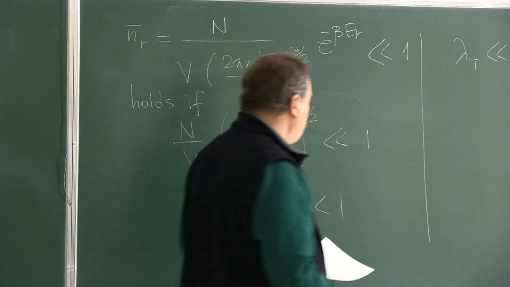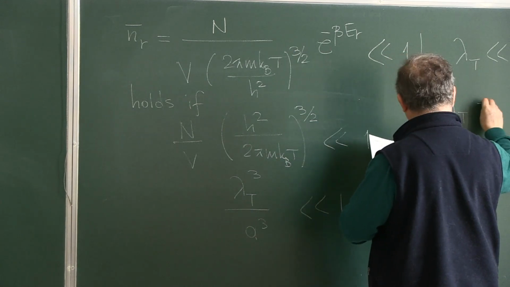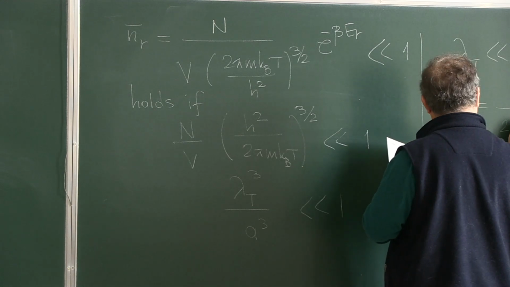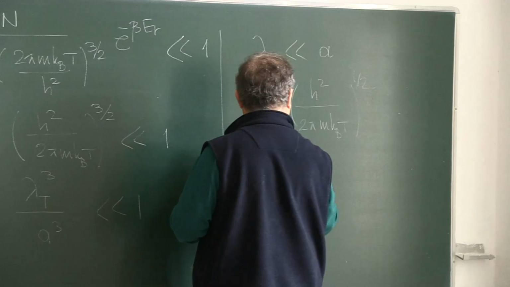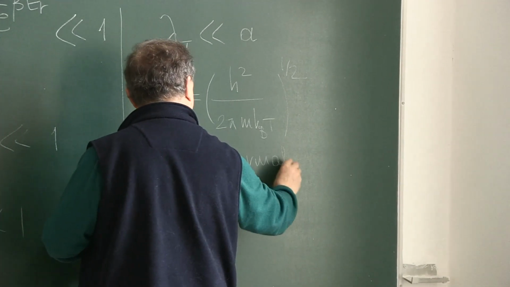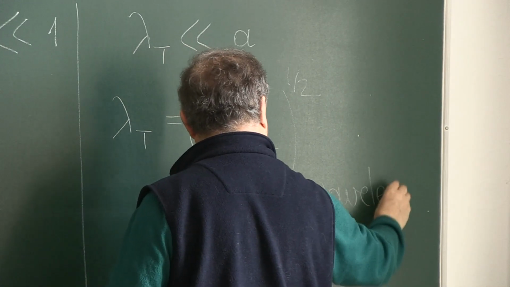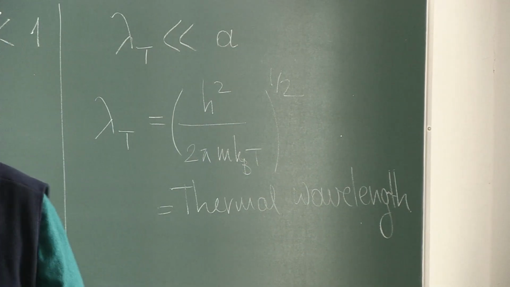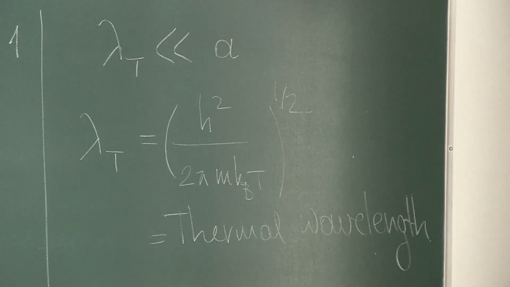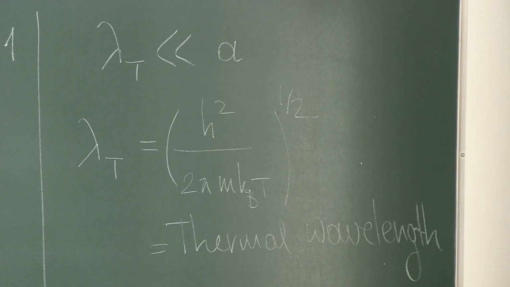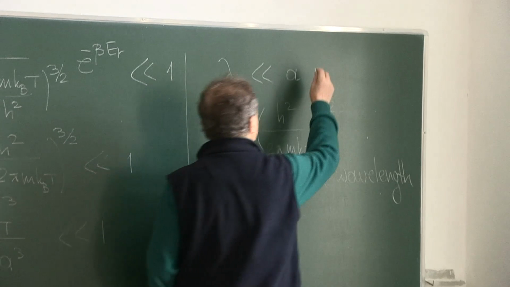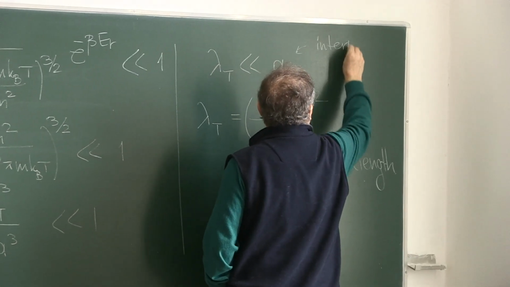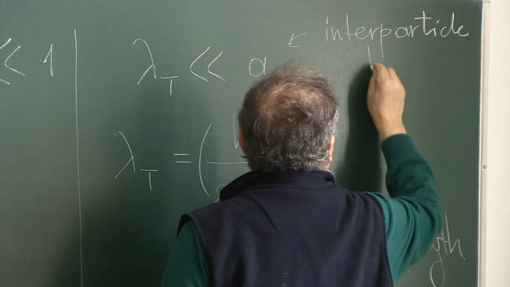Extremely important. Again, lambda_T here is the thermal wavelength, the square root of h squared over 2 pi m k_B T. So the condition can be restated as the thermal wavelength being very much smaller than the interparticle distance. a, you can look at as the interparticle distance.